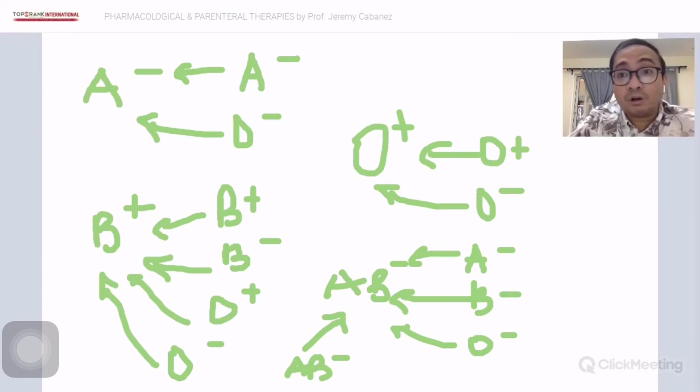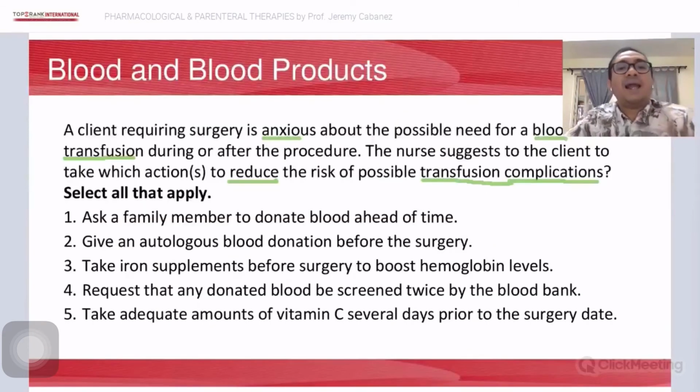Alright, so that is called cross-matching to prevent transfusion reaction, and that would be responsibility of the nurse to perform it. Okay, so that is one of the things to reduce the client's anxiety and to reduce the incidence of transfusion reaction. Sige, balikan natin ha. Natutunan na yan siya. Okay, so tinatanong, actions to reduce the risk. So, ang tinatanong sa'yo, anong action to reduce the risk?